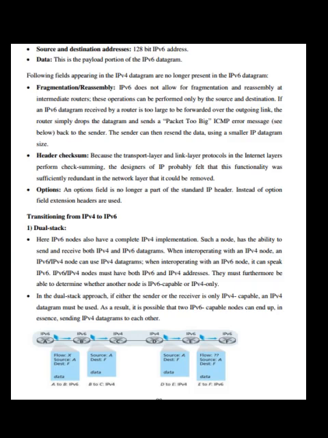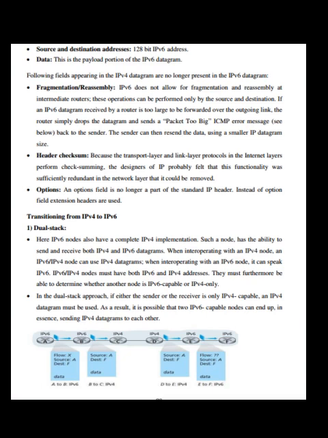Data. This is the payload portion of the IPv6 datagram. The following fields appearing in the IPv4 datagram are no longer present in the IPv6 datagram. Fragmentation and reassembly. IPv6 does not allow for fragmentation and reassembly at intermediate routers. These operations can be performed only by the source and destination.